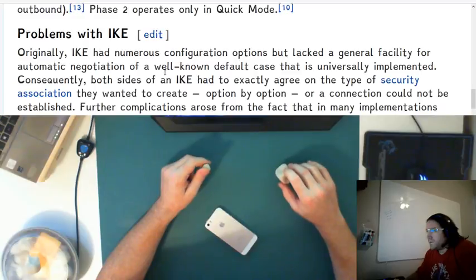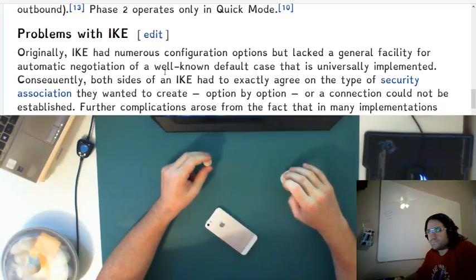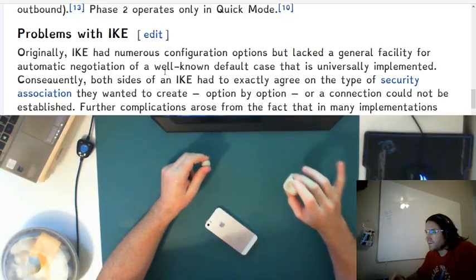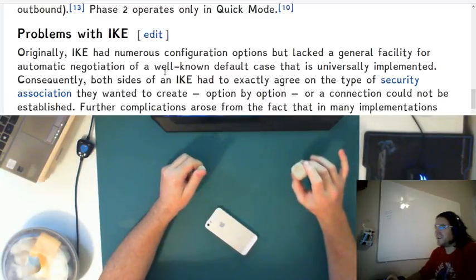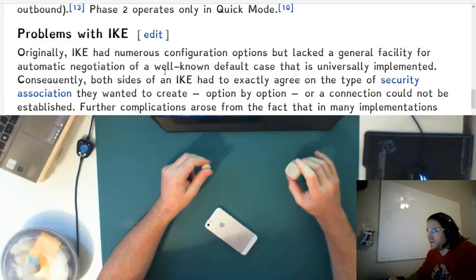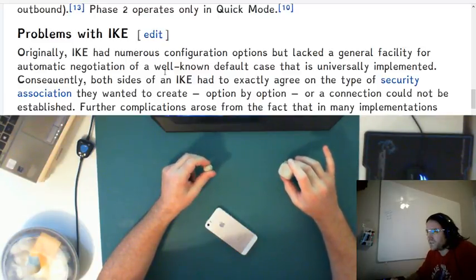The problems with IKE. Originally, IKE had numerous configuration options but lacked a general facility for automatic negotiation of a well-known default case that is universally implemented.